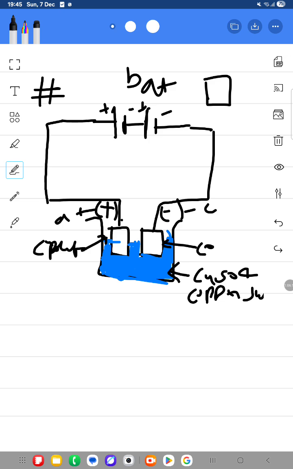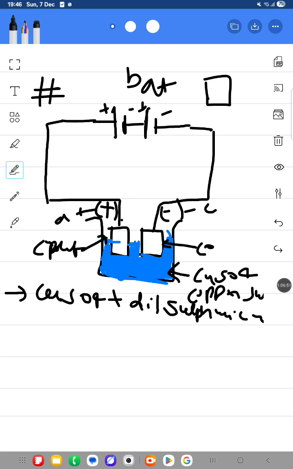What I told you earlier is that if we want to make a liquid conducting, we add acids, bases, or salts, but this CuSO4 solution is already a conducting solution. To make it more conducting, we add dilute sulfuric acid, which is also called H2SO4.